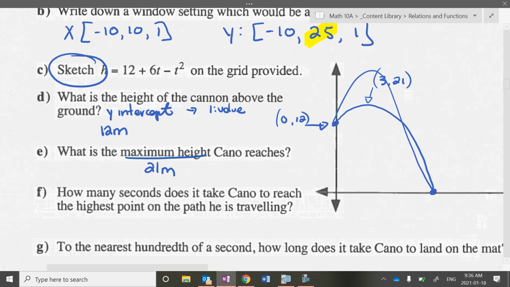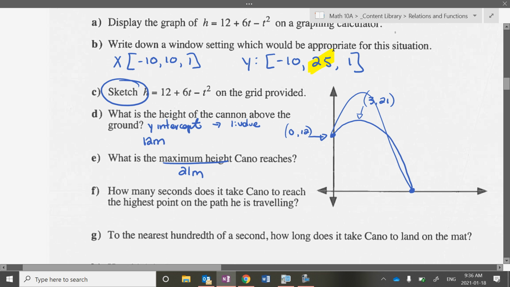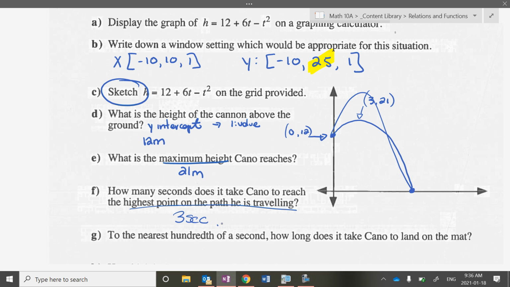That's okay. How many seconds does it take the cannonball to reach the highest point that he is traveling? So there's our 3 seconds. Is that okay? Does that context make sense? So it's interpreting it.